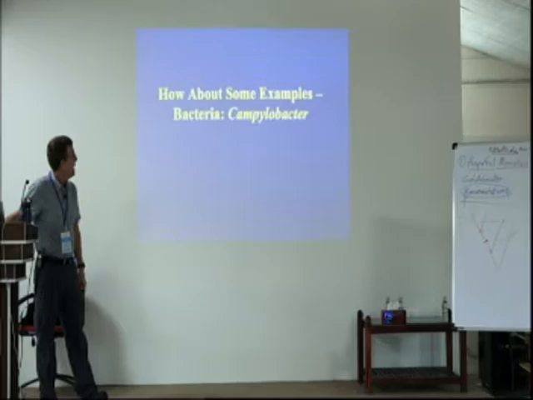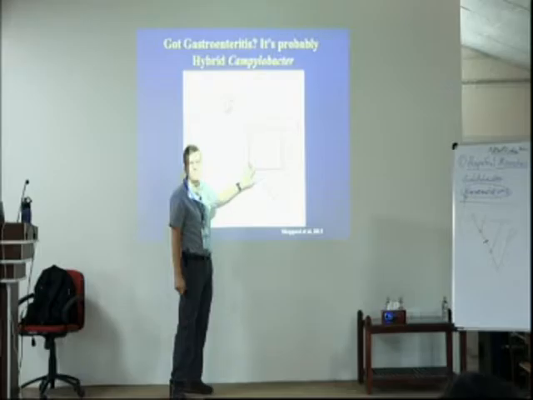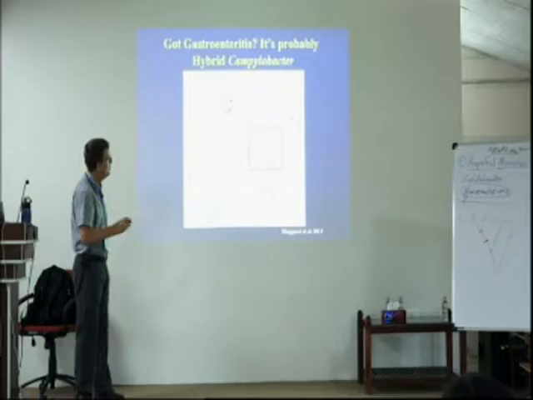All right, so I get gastroenteritis occasionally. Why do I get gastroenteritis? The reason I get gastroenteritis is because there's a very virulent form of this Campylobacter that's due to this recombination.